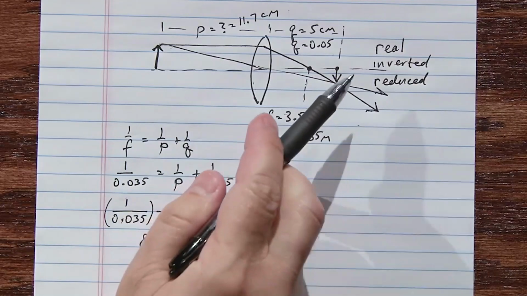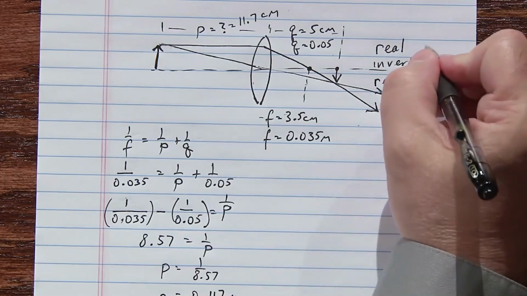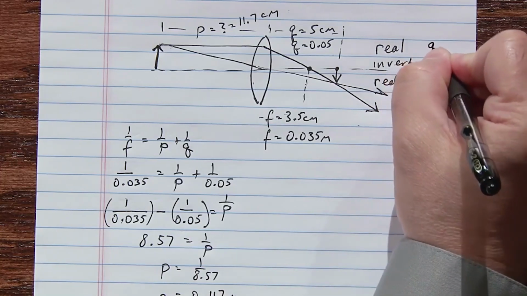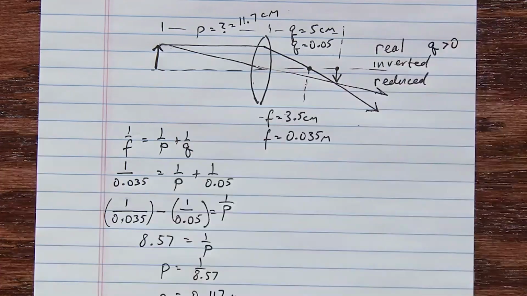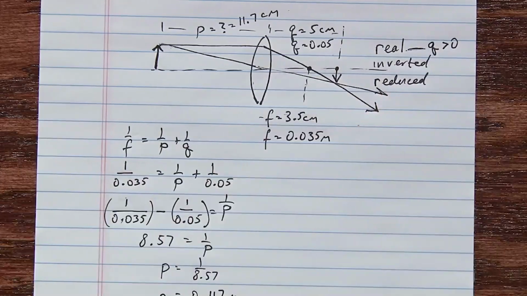Let's verify all of this with our calculations. Well, we've already verified that it's real. Or we were told that it's real, really, because we were told that q is 5 centimeters. So q is greater than 0, which is consistent with a real image. So q greater than 0 for a real image.